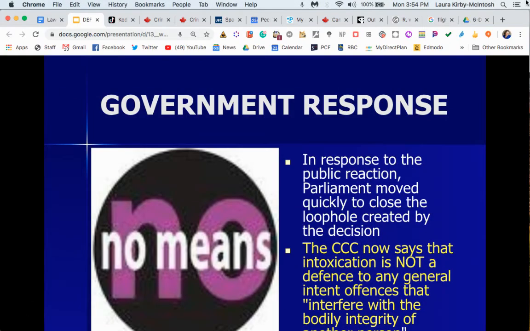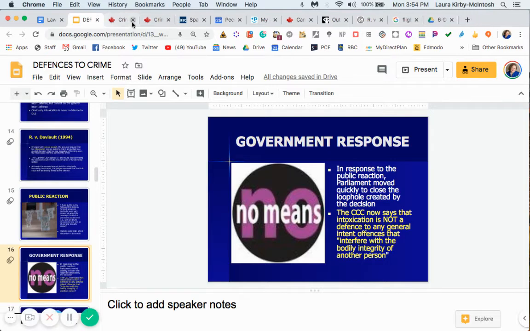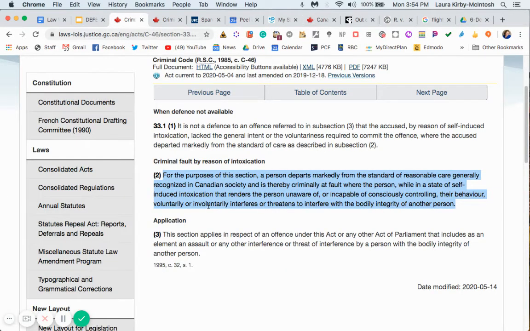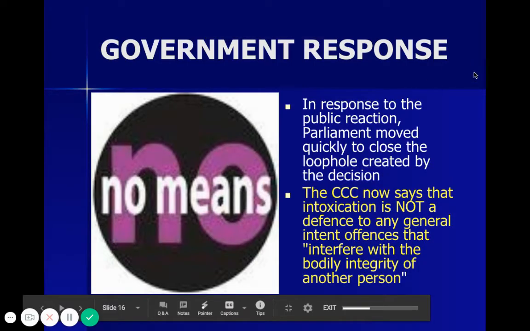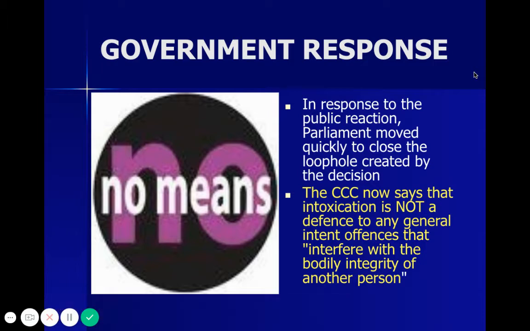And I'll show you the section of the Criminal Code that's now in place to deal with this. This is quite long, but what it basically says is you cannot use self-induced intoxication if you are charged with an offense that involves interfering with the bodily integrity of another person. So, what offenses deal with bodily integrity? Well, assault or sexual assault. So, that is what the law now says. So, no, you can't use intoxication as a defense to assault or sexual assault. And that is as it should be. Let me just let that load.